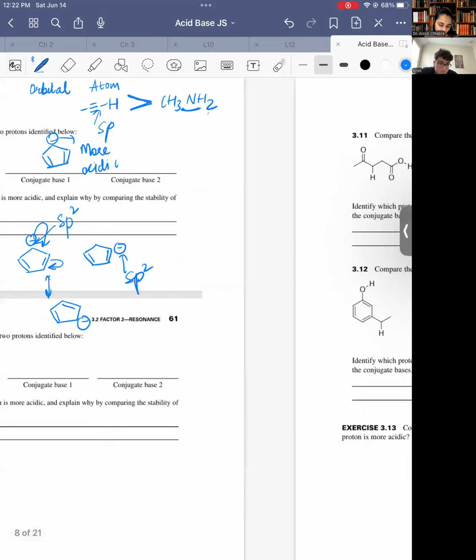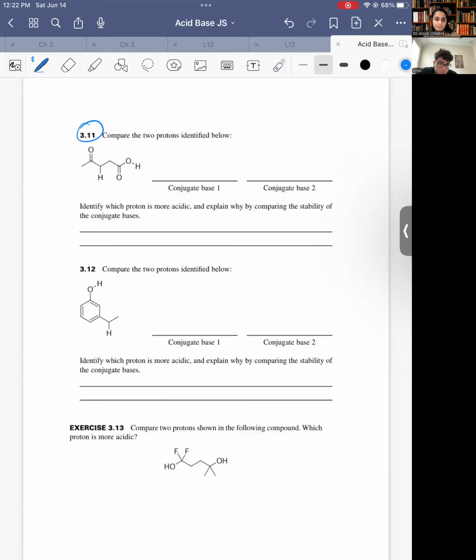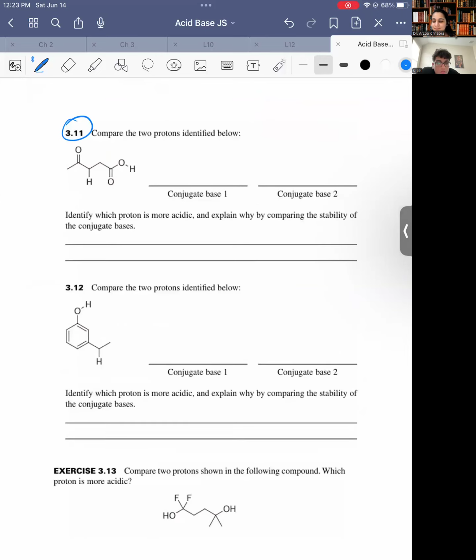Just resonance structure. Okay, what about this one, 3.11? It should just be the one on the right. That's a carboxyl group. Why would that be? There's resonance there, but there's also resonance on the top. I think it's just due to induction because there are two oxygens on the right.